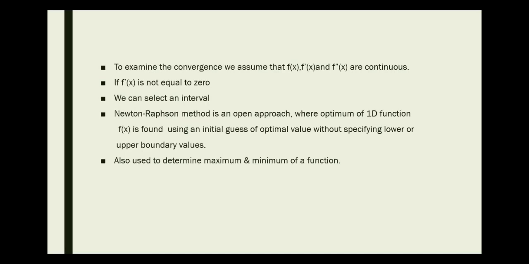We can select an interval such that |f(x) f''(x)| is less than e squared, and since f(x) is continuously twice differentiable, in this interval we have |phi'(x)| less than 1. The Newton-Raphson method is an open approach where the optimum of a one-dimensional function f(x) is found using an initial guess of the optimal value without specifying lower or upper boundary values. We can find the minimum and maximum of a function f(x). Before using the Newton-Raphson method, one should have a reasonably good estimate of the solution to ensure convergence, and the function should be easily twice differentiable.